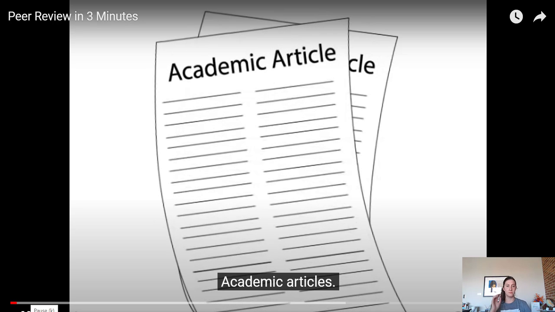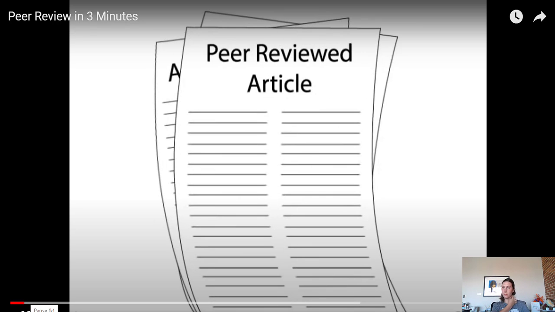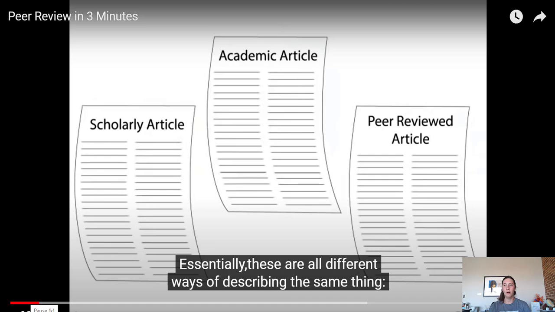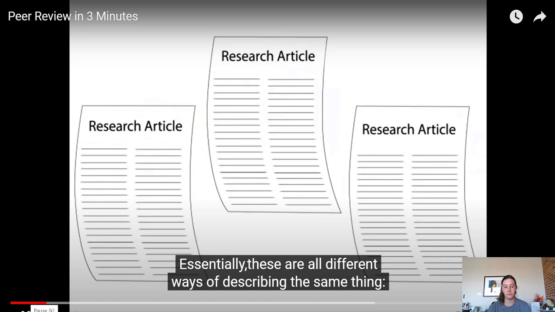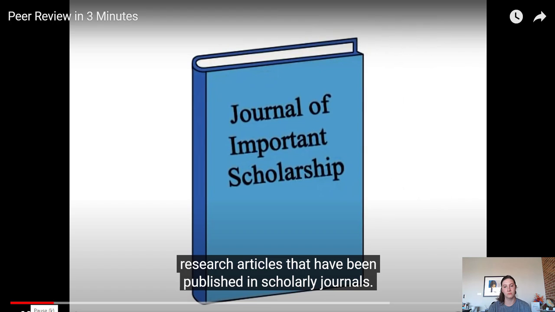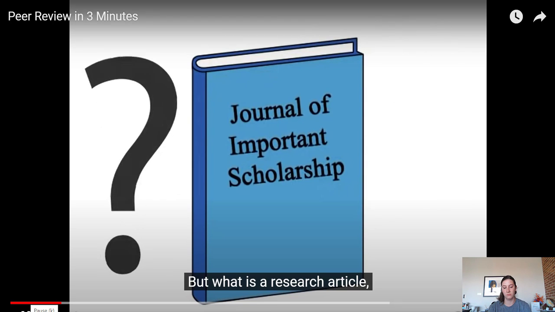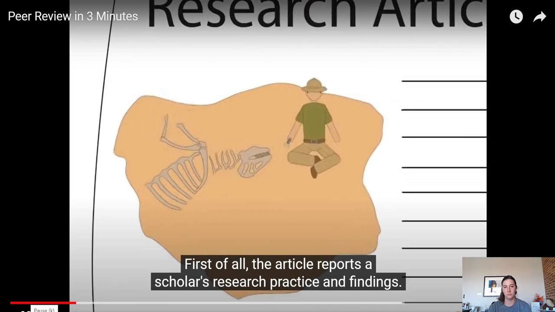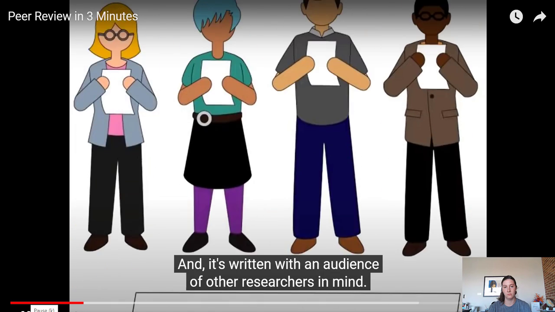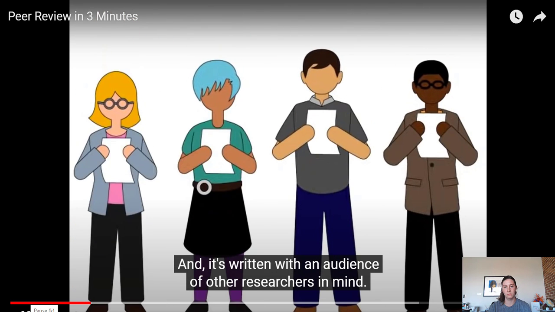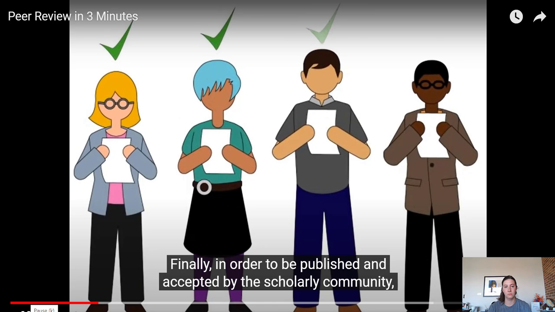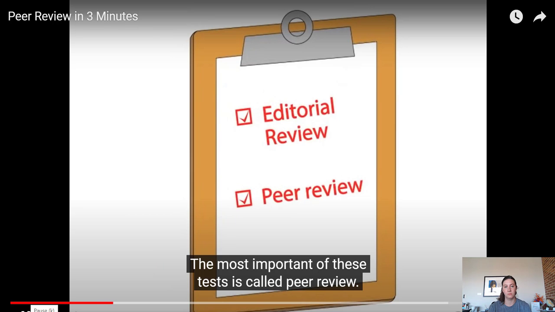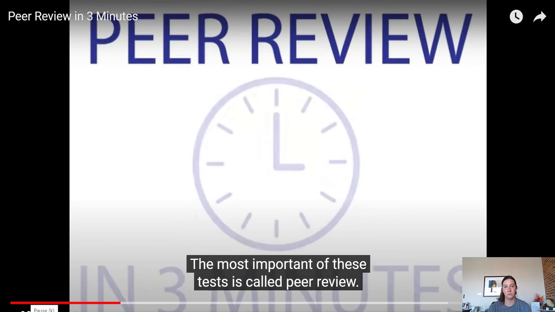Scholarly articles, academic articles, peer-reviewed articles. You may have heard these terms used by your professor, but what do they mean? Essentially, these are all different ways of describing the same thing: research articles that have been published in scholarly journals. But what is a research article, and how does it get published in a scholarly journal? First of all, the article reports a scholar's research practice and findings, and it's written with an audience of other researchers in mind. Finally, in order to be published and accepted by the scholarly community, the article must pass several quality tests. The most important of these tests is called peer review.